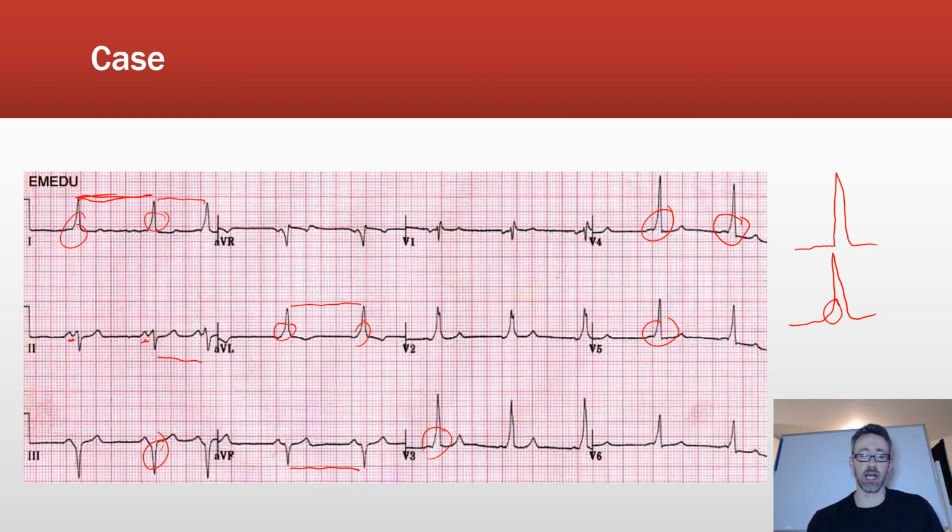And if you were to take a look at the axis, let's just do axis for a little practice. I definitely don't see it primarily upright in 1 and 2, because 2 is looking more negative if anything, so it's going away from 2 a little bit. It's upright in 1 and again upright in AVL, and downward in 3 and AVF. So this looks to be possible left axis deviation. So we've got a left axis deviation. We have a Wolff-Parkinson-White type picture.